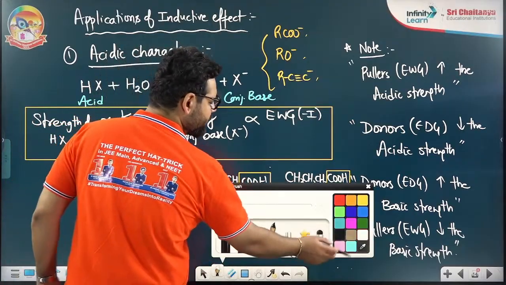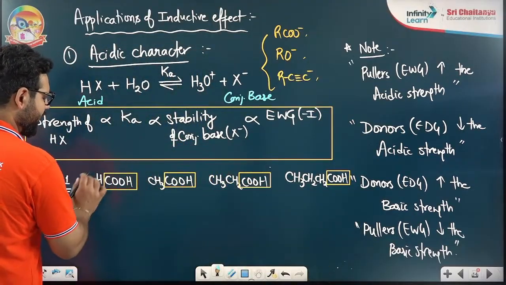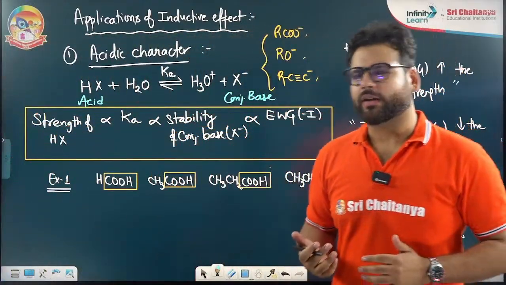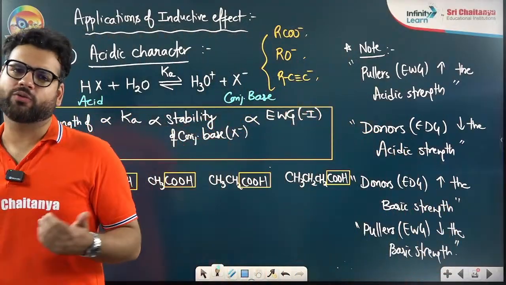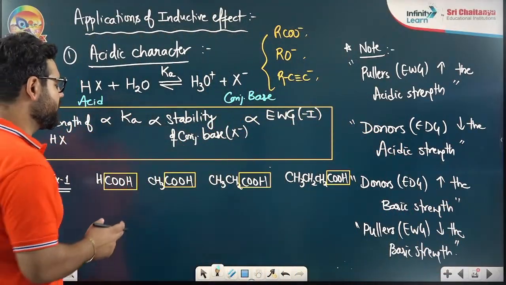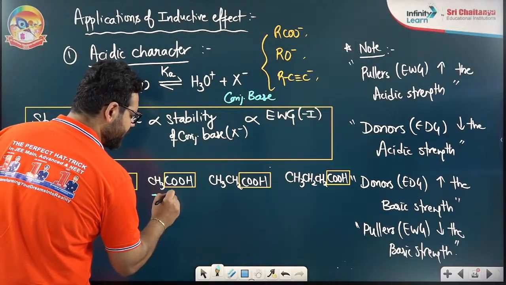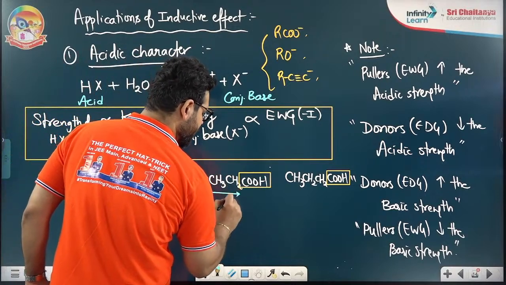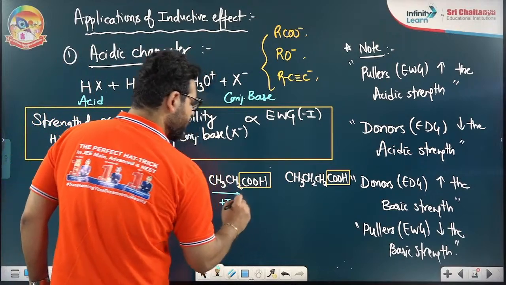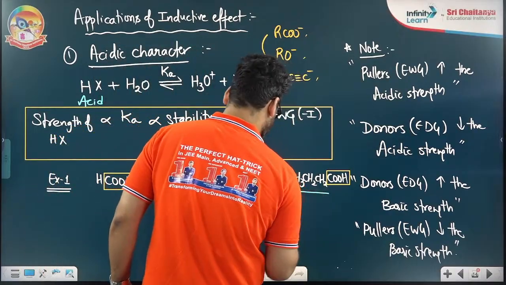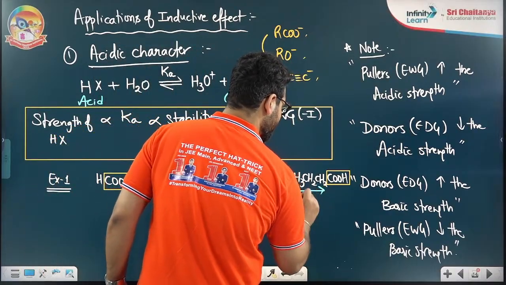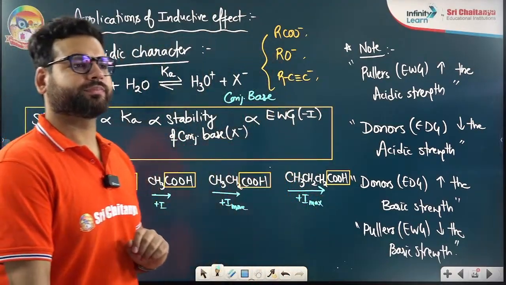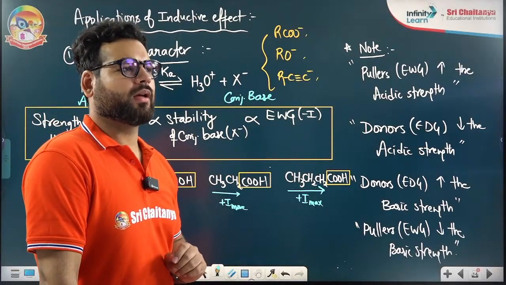Now, what are the groups attached to this common part? Here a hydrogen is attached. Hydrogen has no effect. In the last class we have seen hydrogen has no inductive effect, neither minus I nor plus I. This is a methyl. Methyl is a single carbon, it will have a plus I. This is a more bulky alkyl, it will have more plus I. And this is 3 carbons here, more plus I. So you will see that maximum plus I is present in the last carboxylic acid.